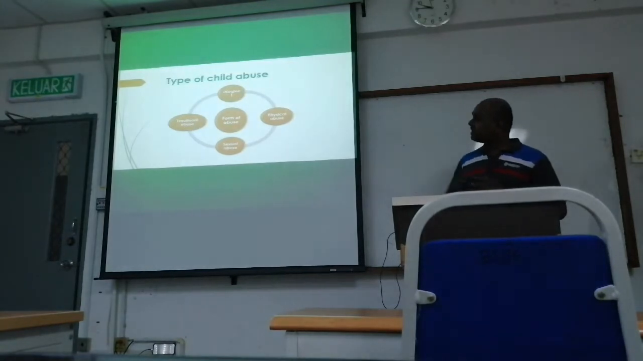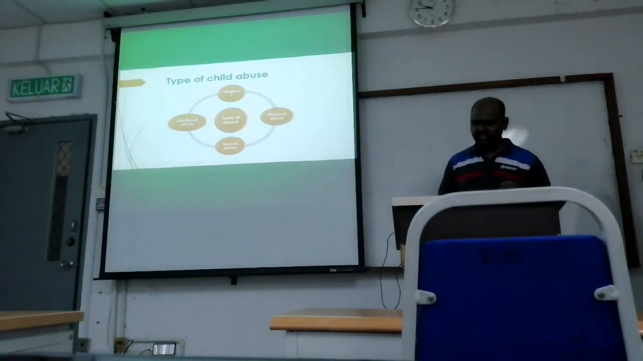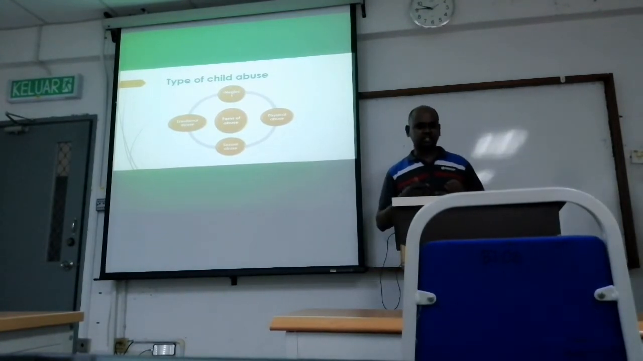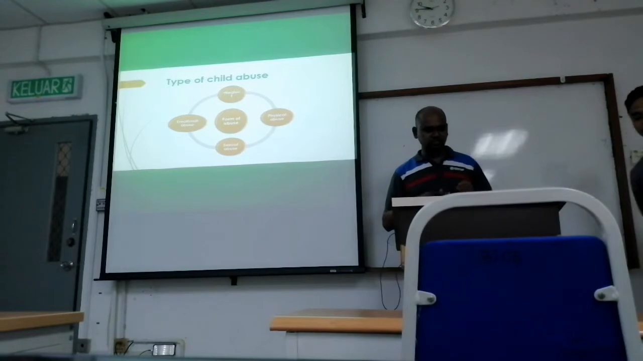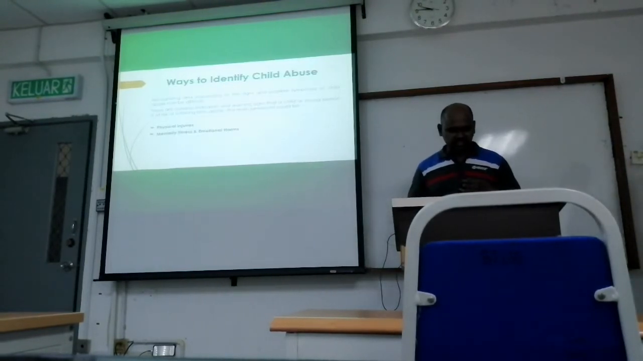Okay, the types of child abuse. There are 4 types of child abuse. To name them, one is physical abuse. The second one is sexual abuse, then emotional abuse, and the last one is neglect. Okay, next slide.